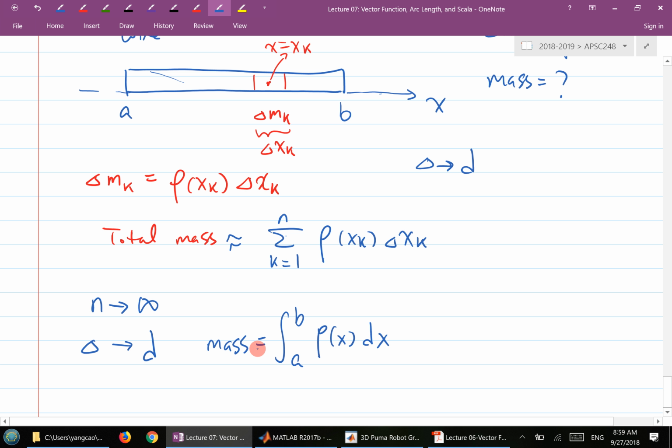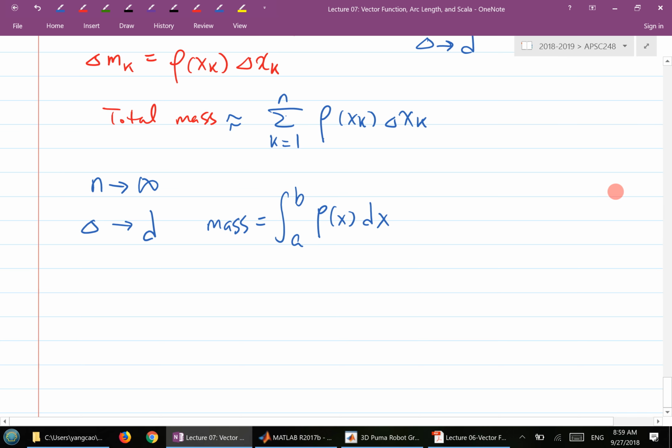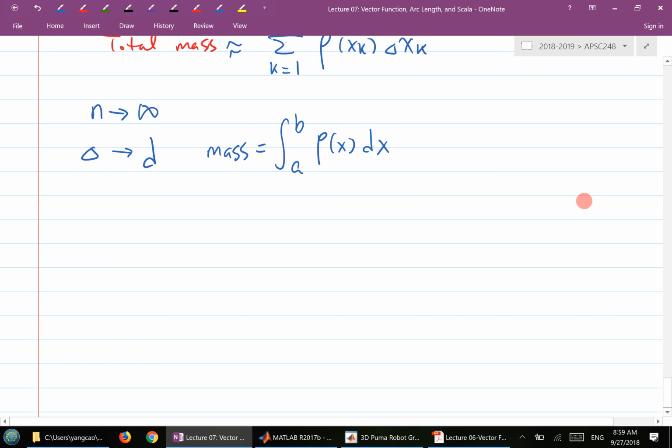Clear? That's a quick review of what we learned in the first year, how to use calculus to get the total mass. Now we have a similar problem in 3D. So let's say I have a curve C given.